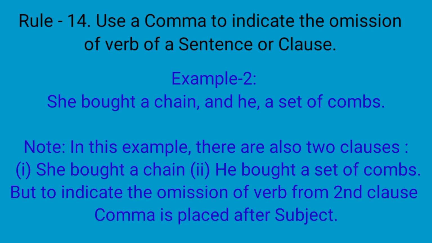She bought a chain and he a set of combs. In this example, she bought a chain and he bought a set of combs. But to omit the verb of the second clause, he bought a set of combs, to omit the verb bought, after the subject he, a comma is placed.